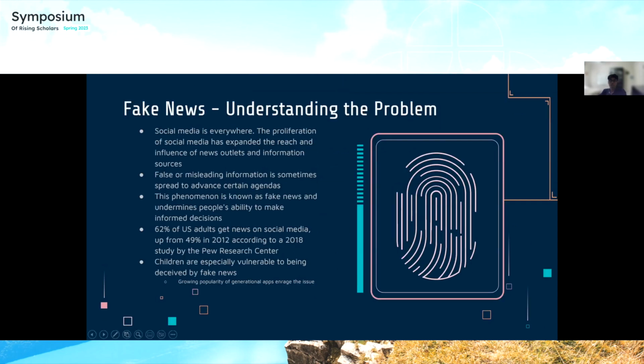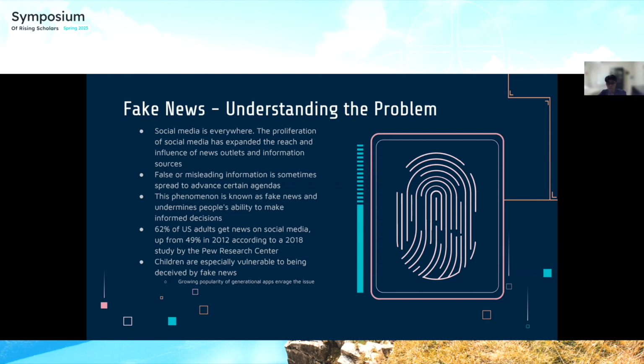All right, so first, let's talk about what is fake news and get a little bit of understanding for the problem. Fake news stems from social media, and social media is everywhere. Social media has expanded its reach and influence through different news outlets and information sources. And in these sources, a few people use their secret agendas in order to promote false or misleading information, which can be spread very quickly. This phenomenon is known as fake news or misinformation, and it undermines people's abilities to make informed decisions, whether it be political or just to their daily lives.